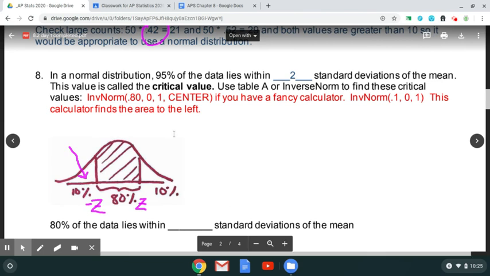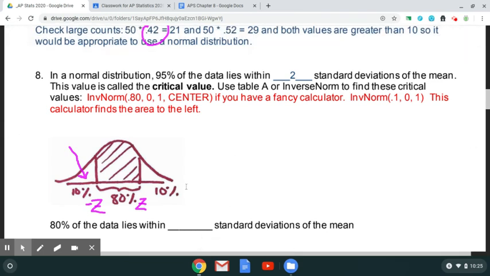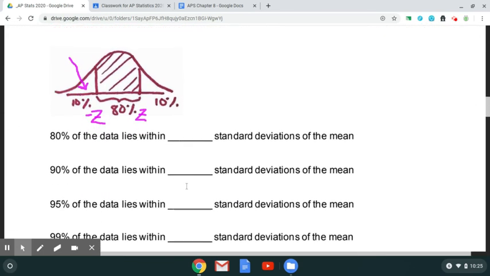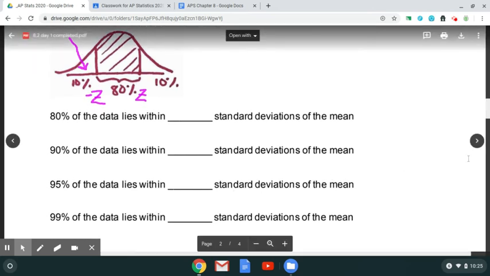Type in and find 80% of the data lies within however many standard deviations. So I want you to practice using your calculator. I want you to try to find these numbers. 80% is going to be 1.282. So you know you're doing it right. So press pause and come back once you get these numbers.